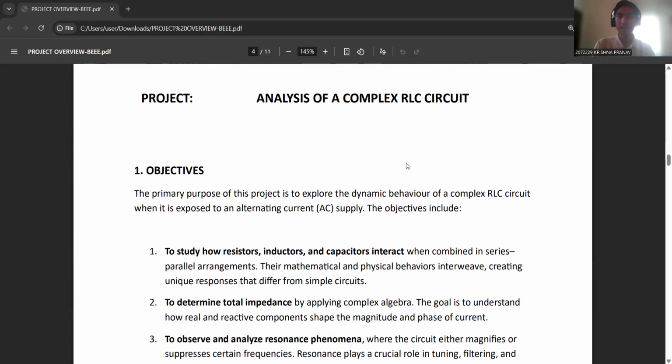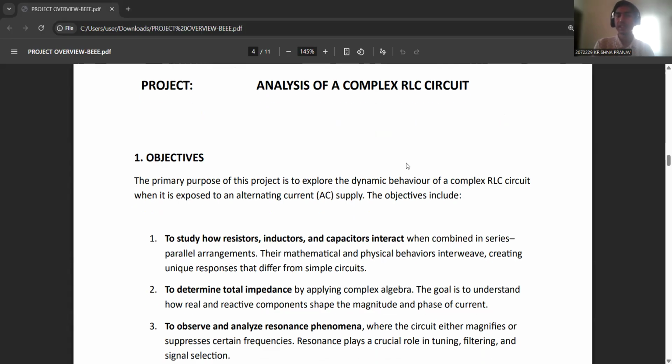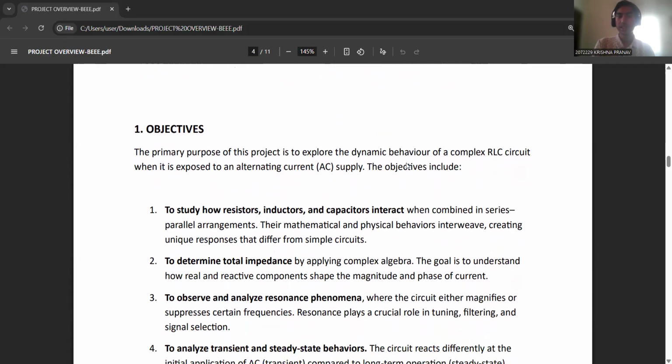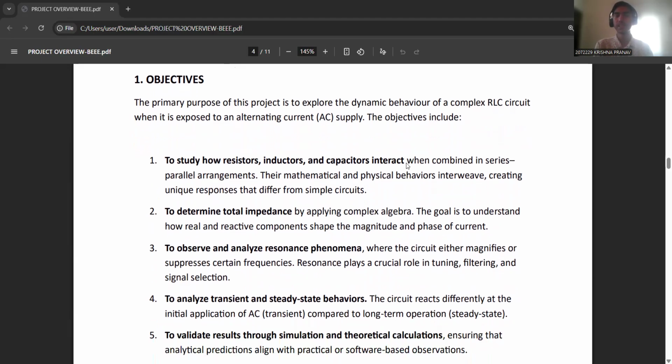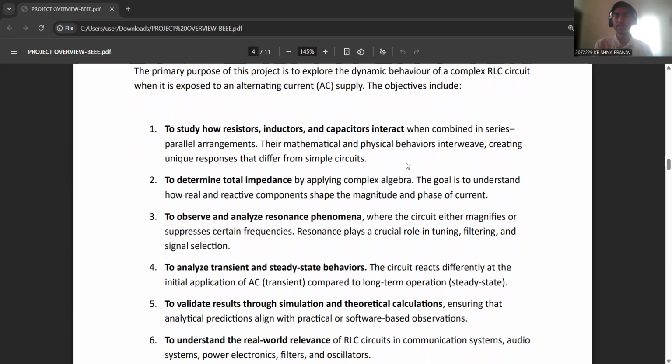Objectives. The primary purpose of this project is to explore the dynamic behavior of complex RLC circuits when they are exposed to an alternating current AC supply. The objectives include to study how resistors, inductors and capacitors react when combined in series and parallel arrangements, their mathematical and physical behaviors, creating unique responses that differ from simple circuits, and to determine total impedance by applying complex algebra.